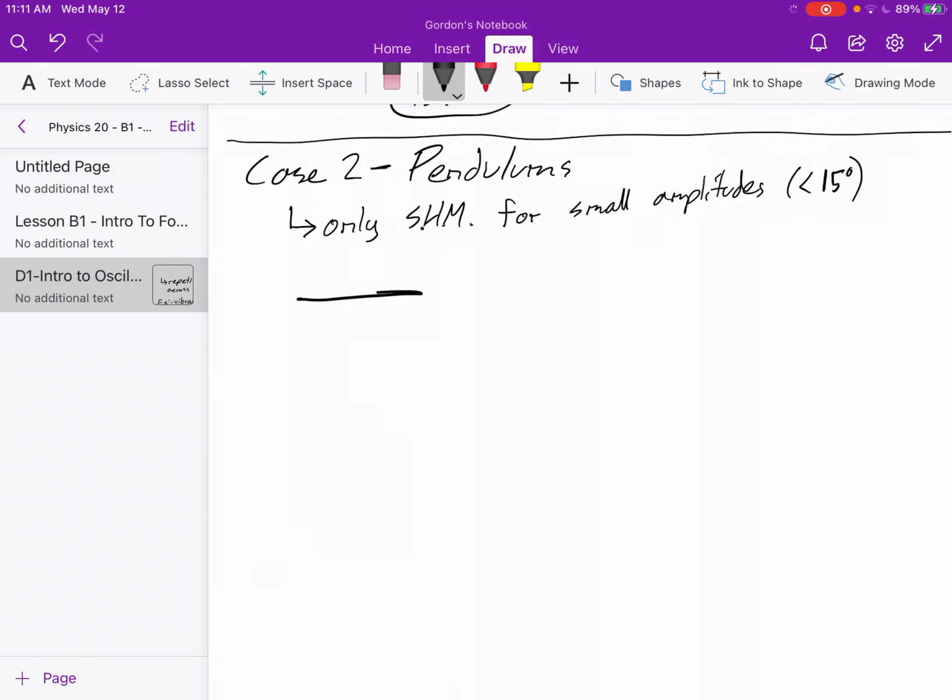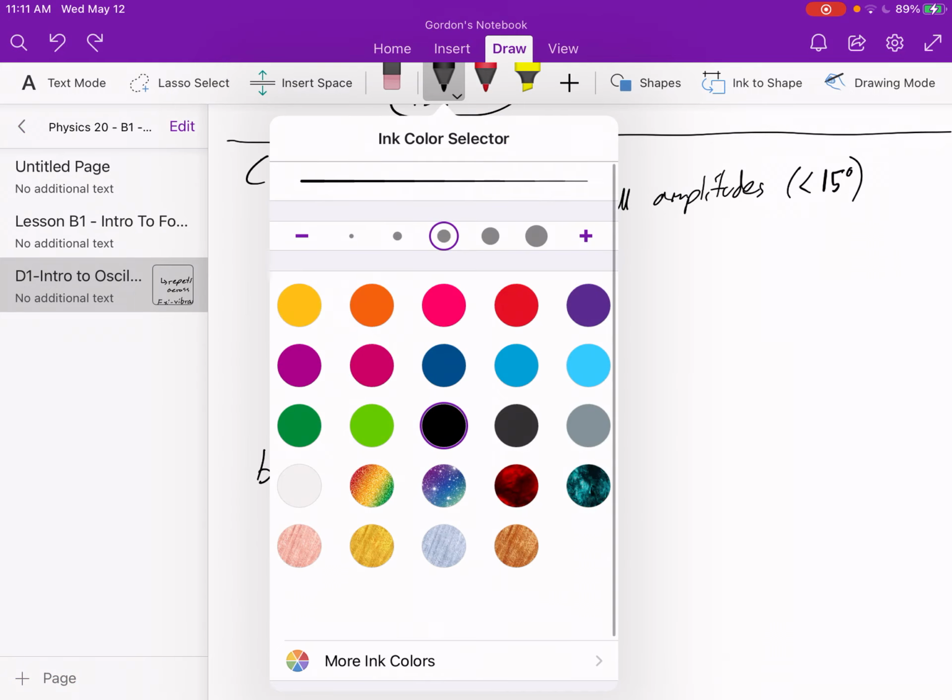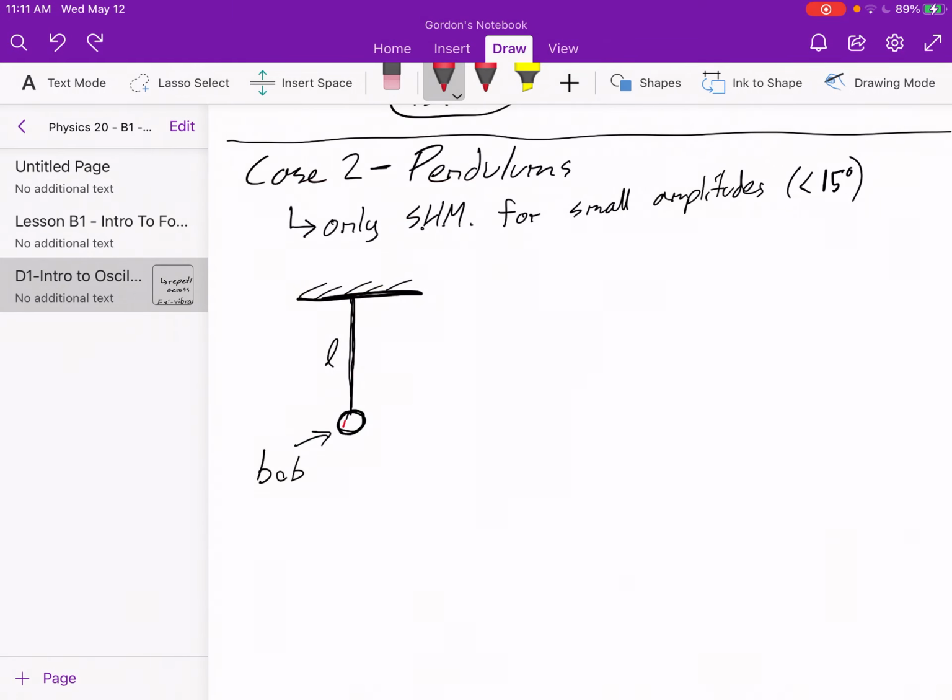So we've got a pendulum. We've got a pendulum attached to the ceiling here. This part down here at the bottom of the pendulum, sometimes we call this the bob. Pendulum has got some sort of length, and the bob has some sort of mass. When we're talking about ideal pendulums, we assume that the pendulum itself has no mass. The only mass that we're talking about is at the end.